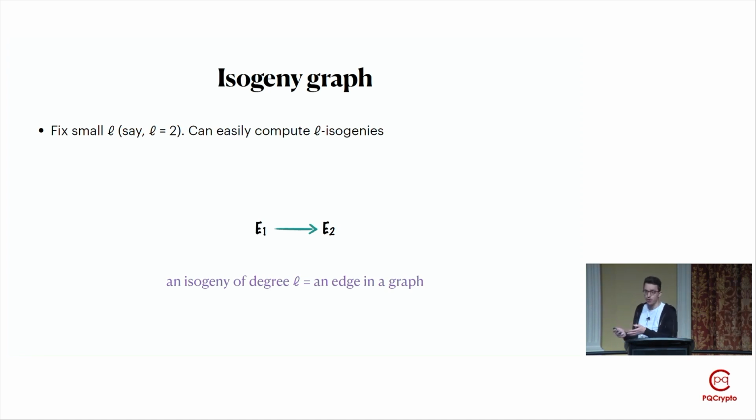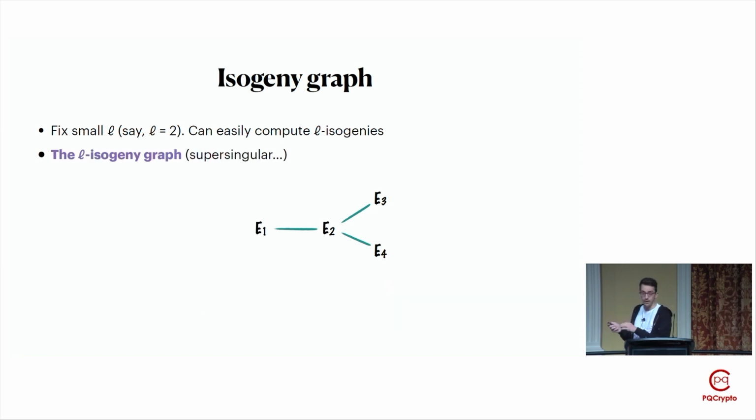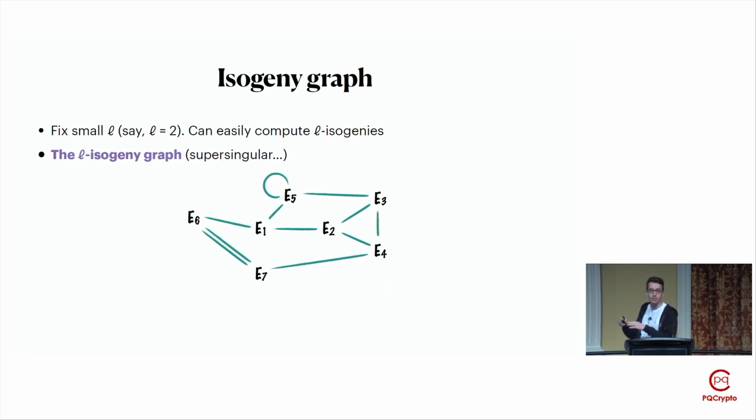This is just part of a larger graph. Maybe from E2 you have other L-isogenies that go elsewhere, maybe to E3 and E4. Then I want to point out here that when you have an isogeny from, say, E1 to E2, then you also have an isogeny of the same degree in the opposite direction. So you can see these graphs as undirected graphs. As I said, this is just part of a larger graph. Maybe you can consider all the elliptic curves you're interested in and all the isogenies between them, and you would get something like that.